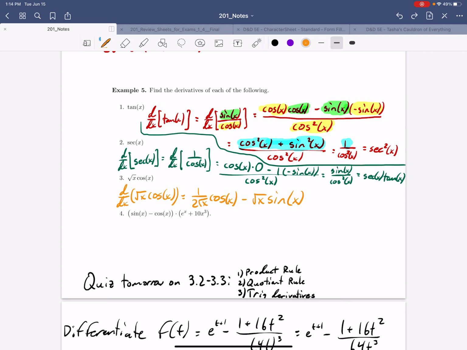Okay. Now for this one, number 4, no easy way to go about doing this. I would not recommend foiling this out and having a bunch of little product rules to deal with. Just do one product rule. I won't ask you to simplify. But I will be good and write it all out again. I want to set a good example.